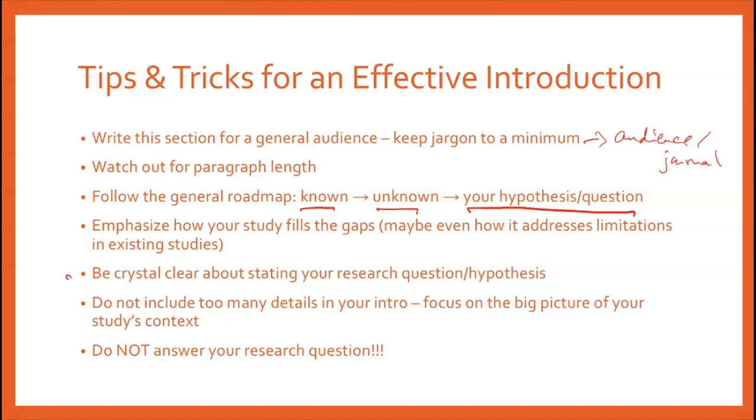Be crystal clear about stating your research question or hypothesis. So this is not the time to try to wordsmith around. Be very clear. It's like, we hypothesized that, or we investigated that. Our research question was, our aims. We had 3 aims, 1, 2, 3, whatever it is. Be very, very clear about it. We'll look at some examples that do that fairly successfully.